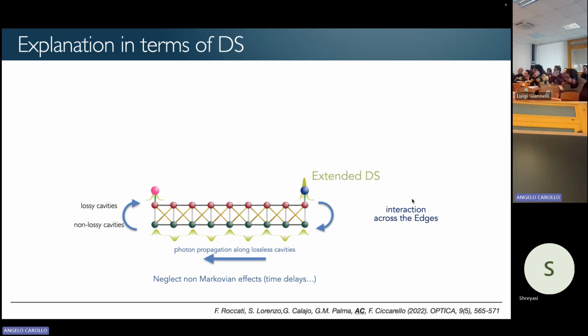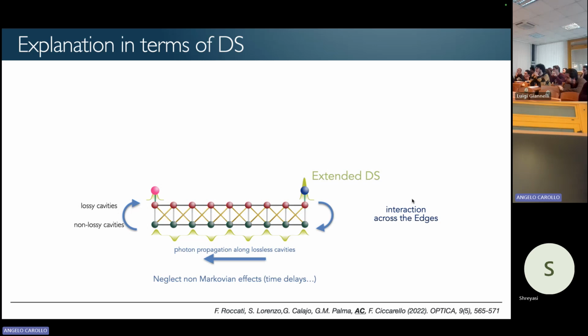And this extended state, which lives in the lossless cavity again, goes all the way through your lattice to the other side and is hybridized with a possible bound state on the other side. So what you end up with is that your bound state is no longer that little bound state that we have seen before, but it looks like an extended bound state, which has this shape. And this dies when cavities are not lossless.